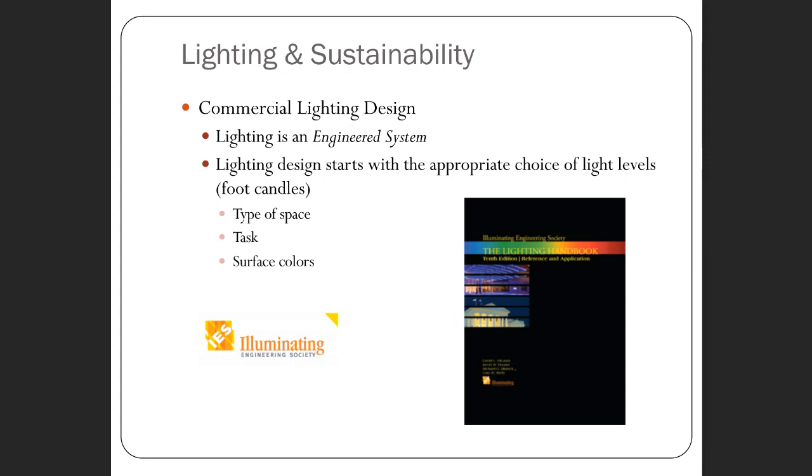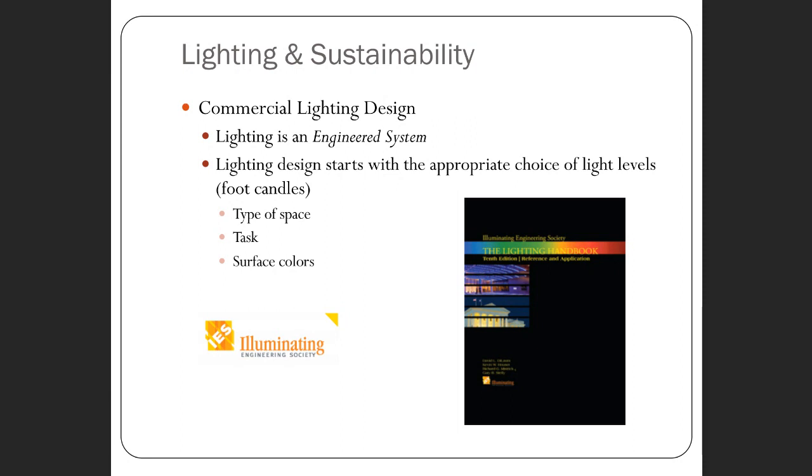So again, you as an architect may or may not get into this level of detail, but hopefully the electrical engineer that you have on your team, if you're doing commercial design, if you're designing an office or a school or a hospital or a laboratory or a retail space, right? They will actually engineer the lighting system.